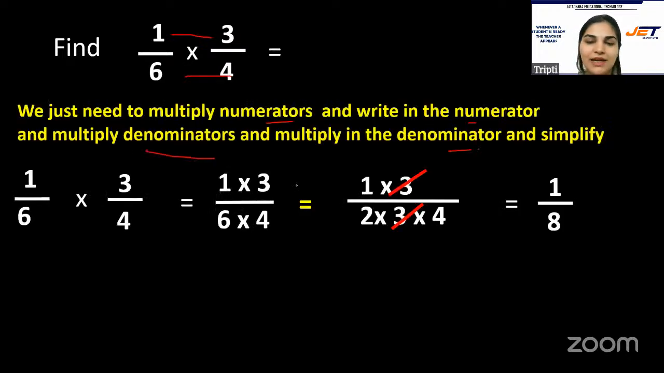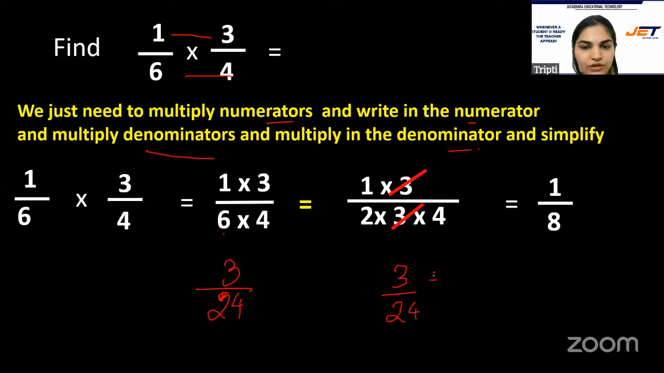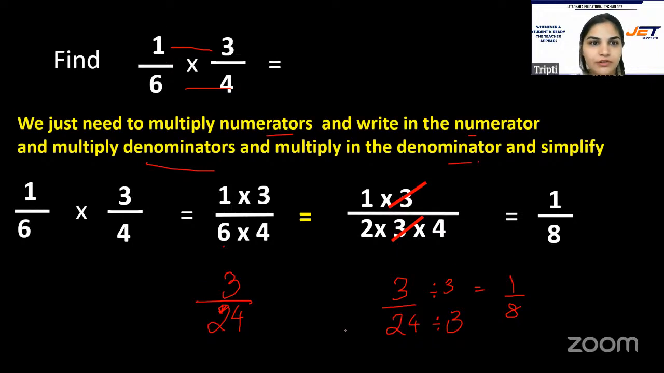So basically, I have split this 6 into 2 times 3. Else 3 by 24. You can also reduce this fraction. It will give you 1 by 8. Okay, so this is the easiest. Multiply the numerator with the numerator and denominator with the denominator.